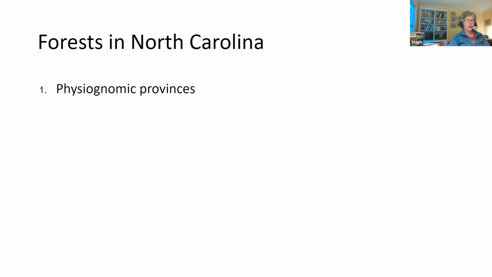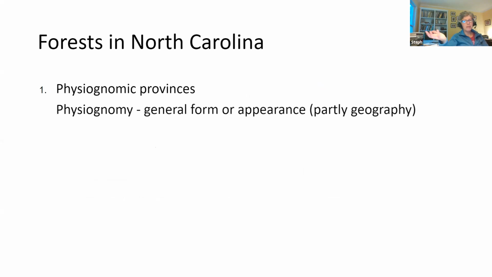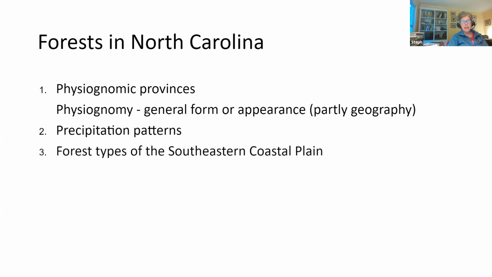Okay, so our lectures next week will be focused first on forests in North Carolina. So we're going to switch gears and talk about those, first about physiognomic provinces. What do we mean by physiognomy? What is the general form or appearance of forests, right? And that can be dictated partly by geography, but also other factors. And we'll also look at precipitation patterns in the state of North Carolina and how that affects forest types. Then we'll focus on forest types of the southeastern coastal plain. We'll start on specific forest types next week.